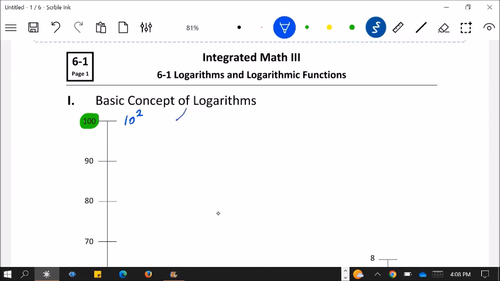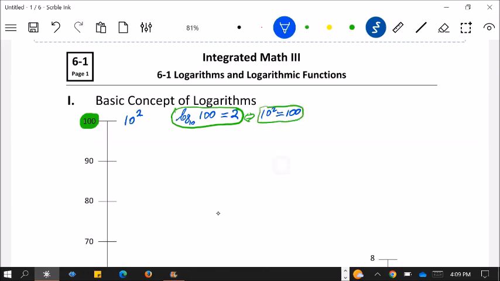We would actually write that as the logarithm base 10 of the number 100 is the exponent that this base number needs to be at. So 10 squared equals 100, you know is true. That can be written in this form as log base 10 of the number 100 equals 2. So these are equivalent expressions.